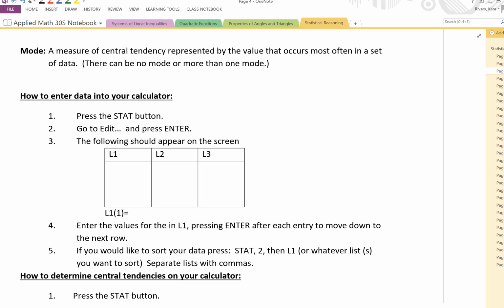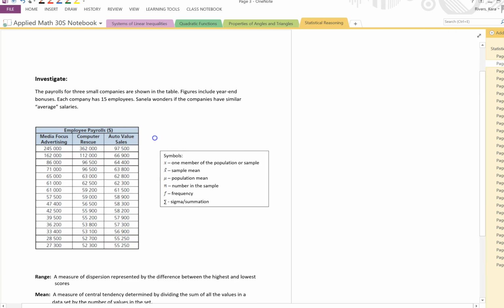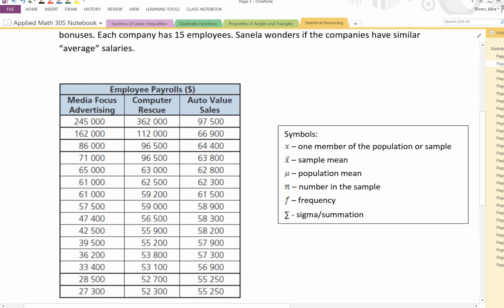So what we're going to do is take that data from that table. If you go back, we're going to take that data from the table and we're going to calculate all of that information. We're going to calculate range, mean, median, and mode, and see what those actually mean in terms of this data. So make sure you have your graphing calculators out. That's going to be useful for you here. I'm going to show you how to do this in your calculator. We're also going to talk about how to do this by hand.